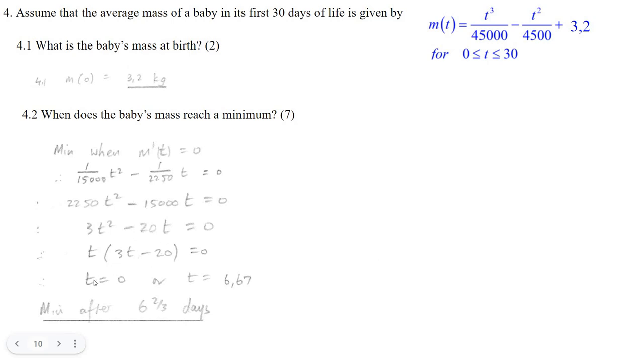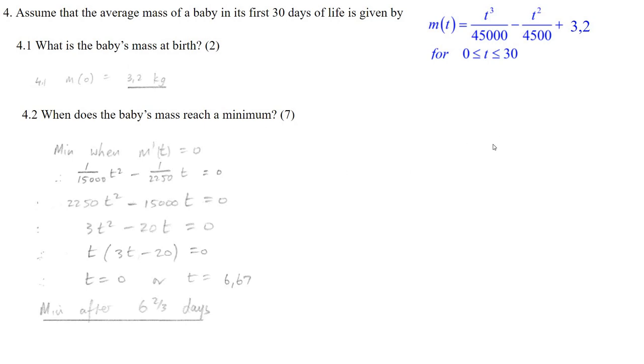Factor out the t. T equals 0 is one of the minimums, but he's going to get even lighter if we go 3t minus 20. If we can make that equal 0, that'll be the minimum. Well, that's 20 over 3, which is 6 2/3 days. That's your answer when it reaches a minimum.